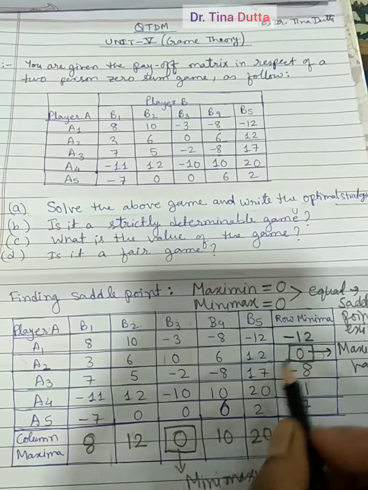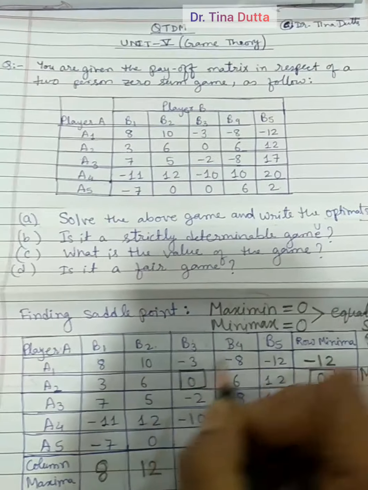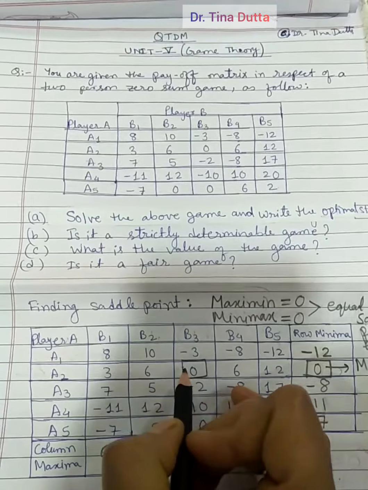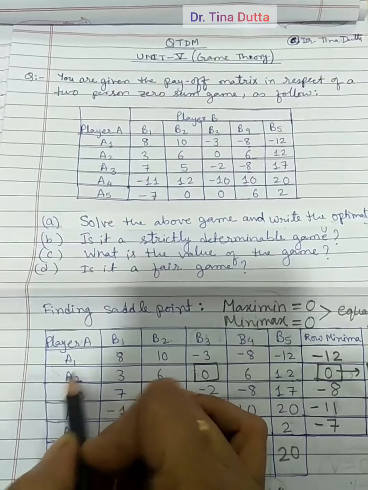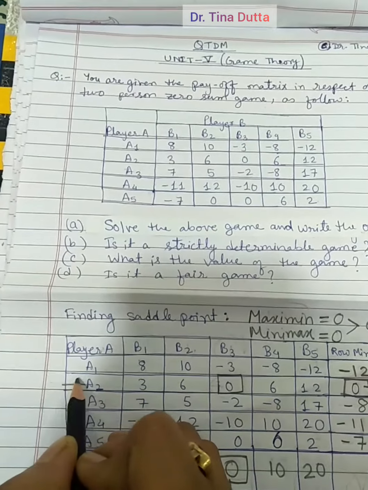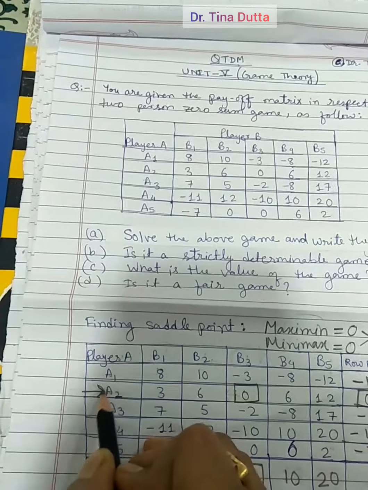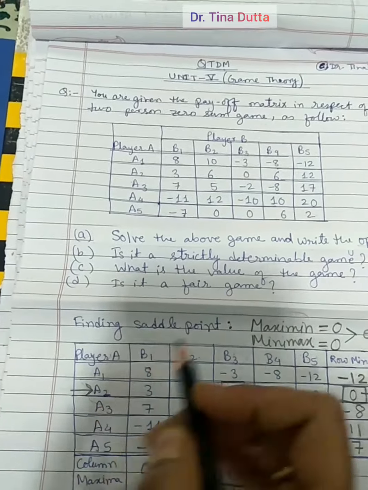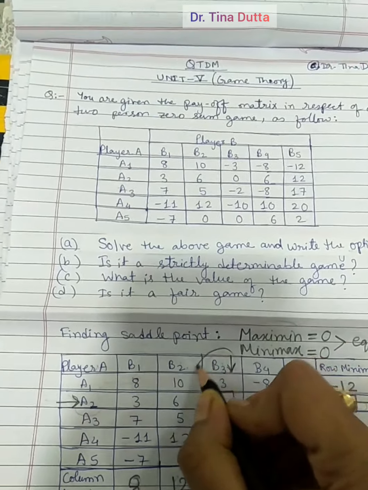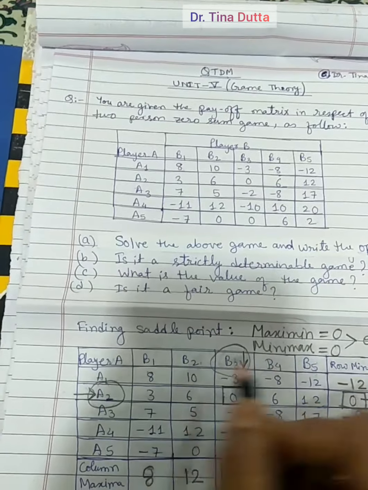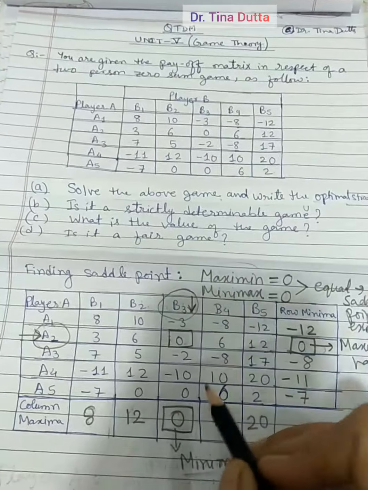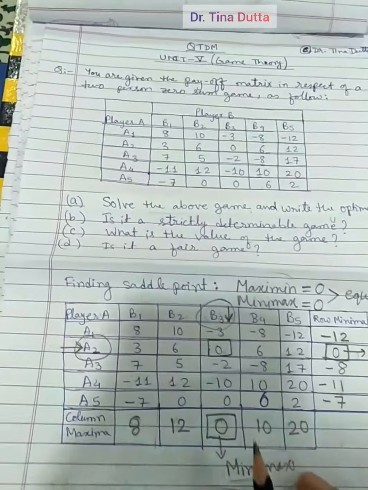If saddle point exists, that means the players would have pure strategies to play the game. The corresponding strategies will be the optimal strategies for both the players. So here is the saddle point. The corresponding strategy for player A is A2. So this is the optimal strategy for player A, and the corresponding strategy for player B is B3. So this is the optimal strategy for player B, B3. So we found the answer of the first question. We solved the game and we found the optimal strategy for both the players.